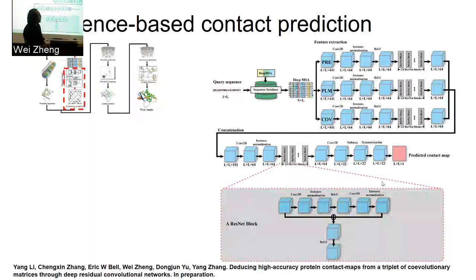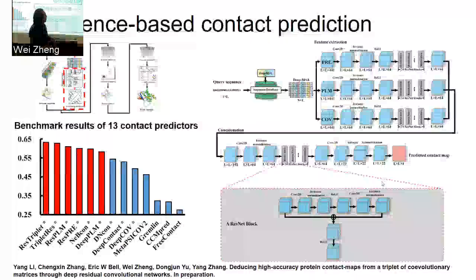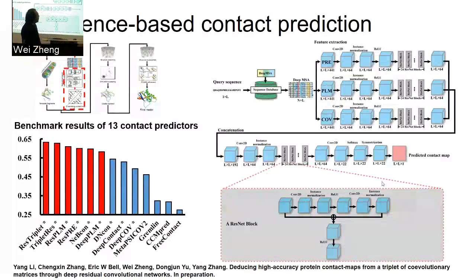Similar to this idea of using a meta-threading server to identify templates, we're also using 13 individual contact predictors in the CI-TASSER pipeline, and this figure shows the benchmark result of these contact predictors in CI-TASSER. Here, the red bars mean contact predictors developed by our lab, and the star marks mean those predictors are using deep learning technology.